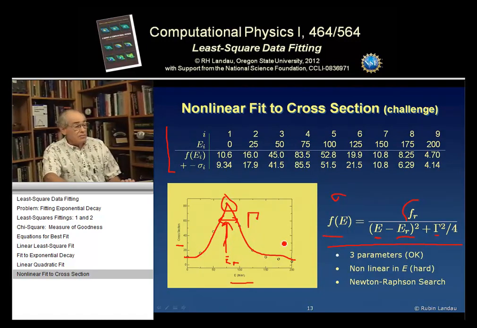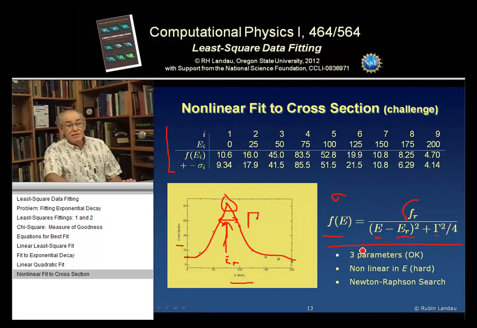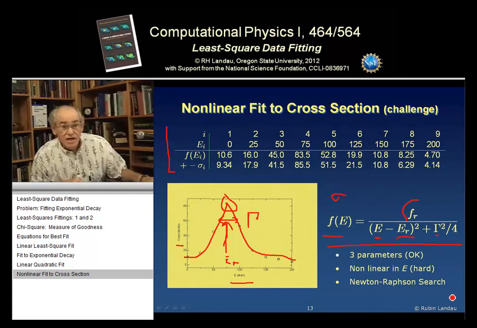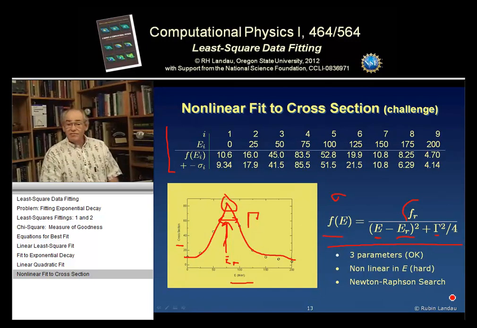This is not easy because the equations you get will be nonlinear, and you can't solve them with just linear routines. You have to use the Newton-Raphson search method. Okay, so this is a challenge problem. It's worthy of graduate level.